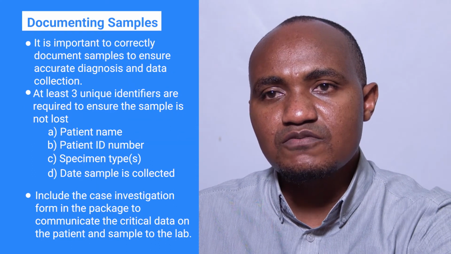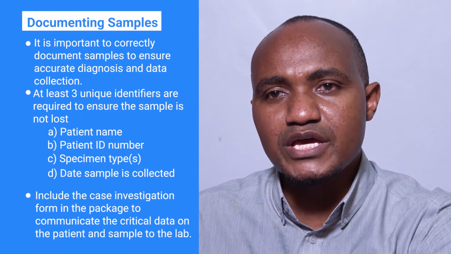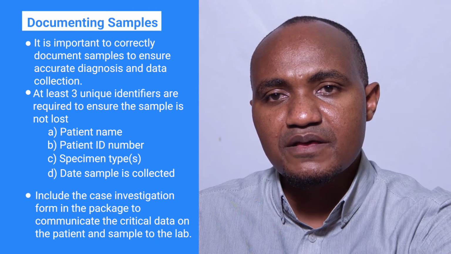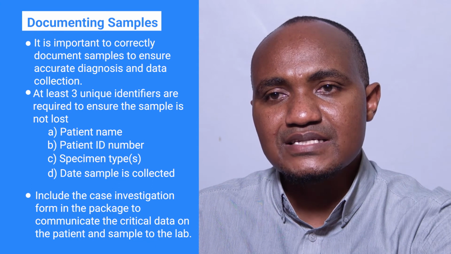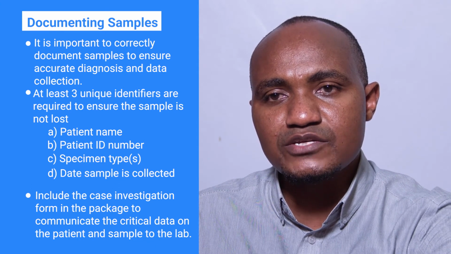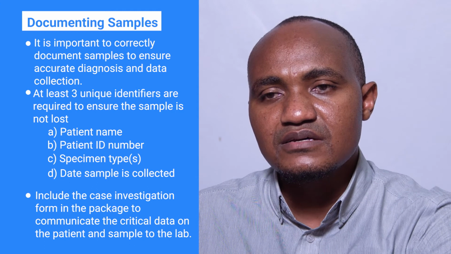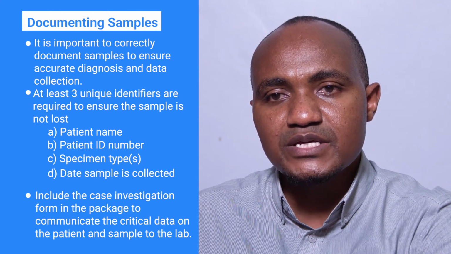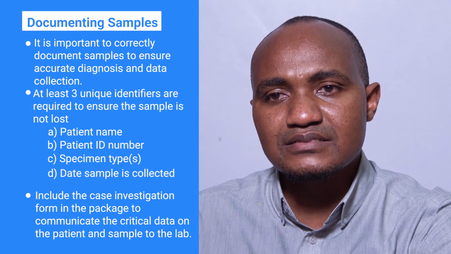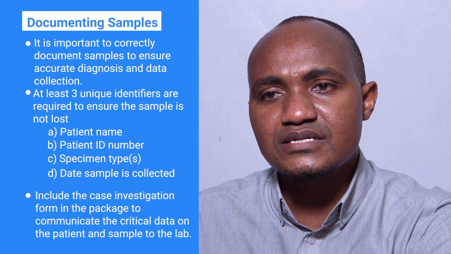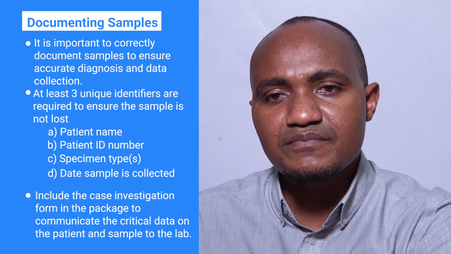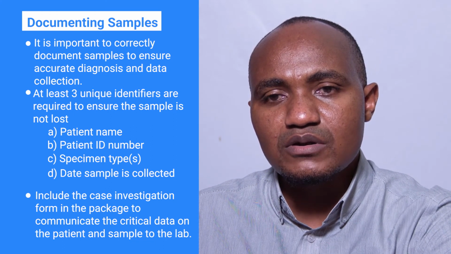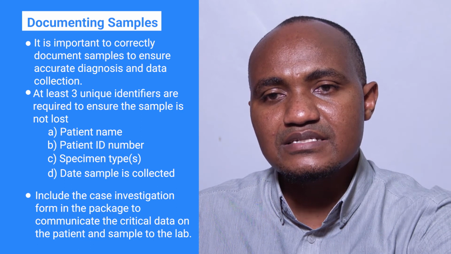The importance of correctly documenting samples to ensure accurate diagnosis and data collection. For each sample, at least 3 unique identifiers are required to ensure the sample is not lost or assigned to the wrong patient. Patient name, which may alternatively be initials or a unique identifier, patient ID number, specimen type, or date the sample is collected.